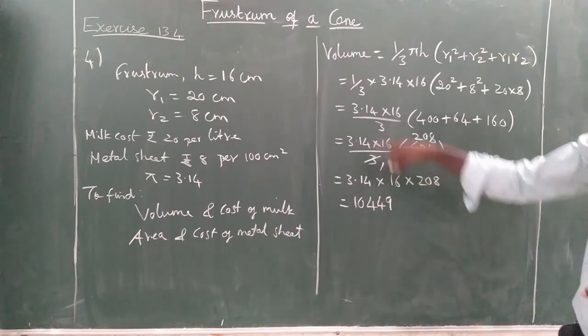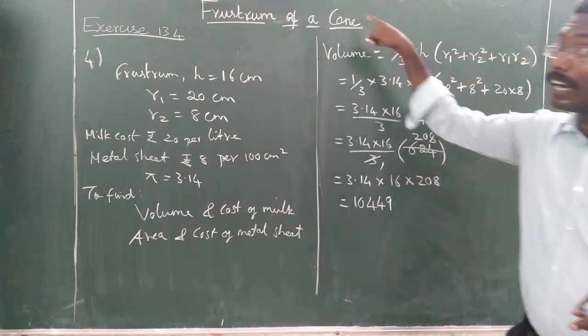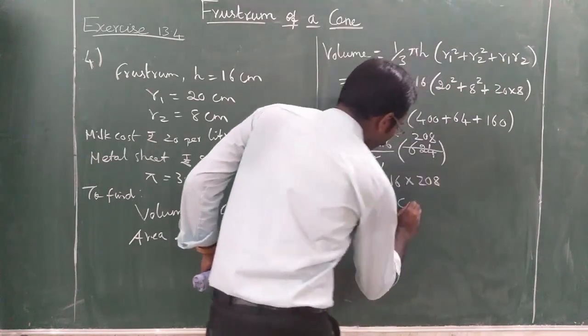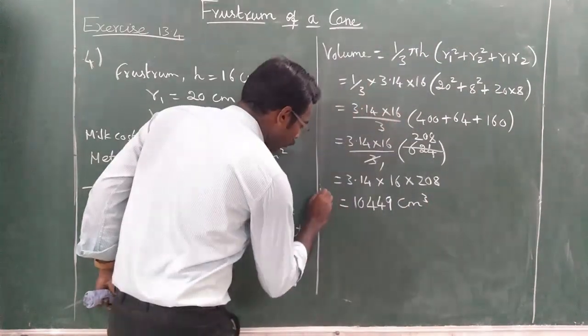10,449. Okay, so this is the volume in centimeter cube. So the volume in centimeter cube. Okay, so this is the volume.